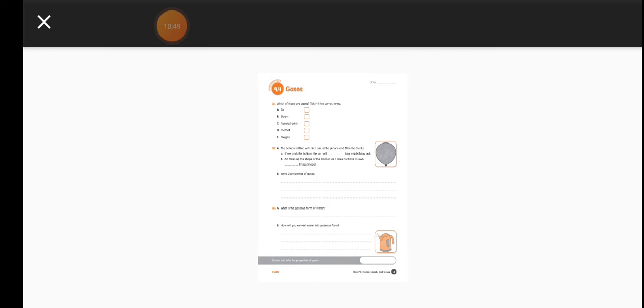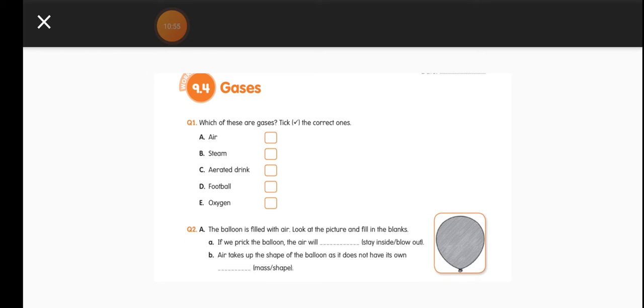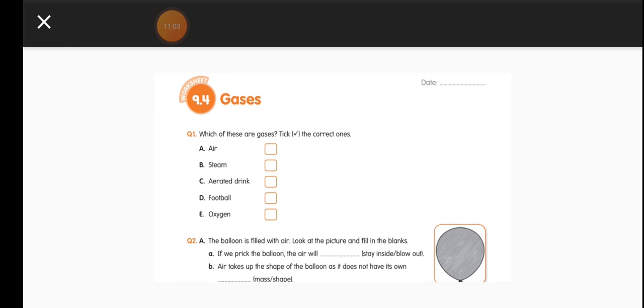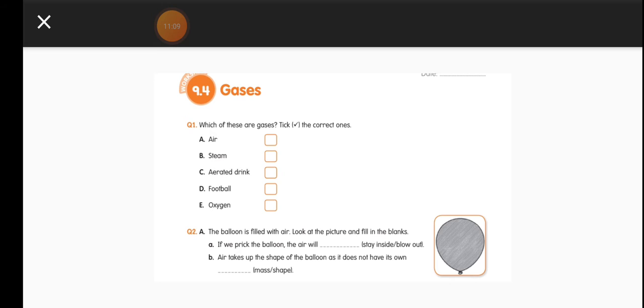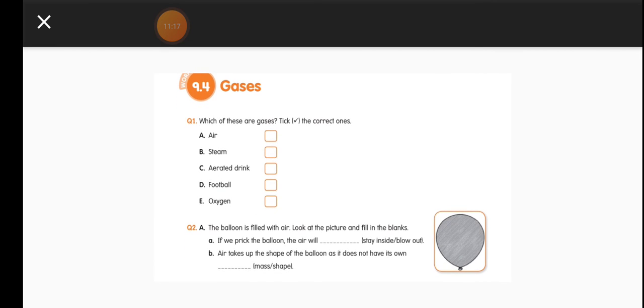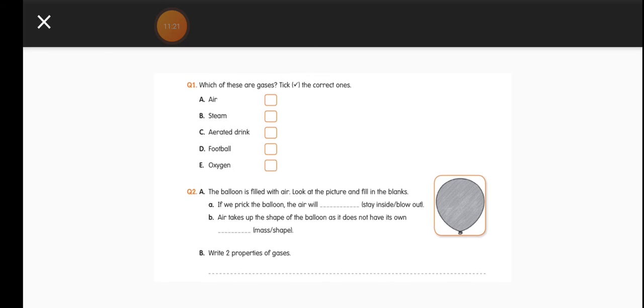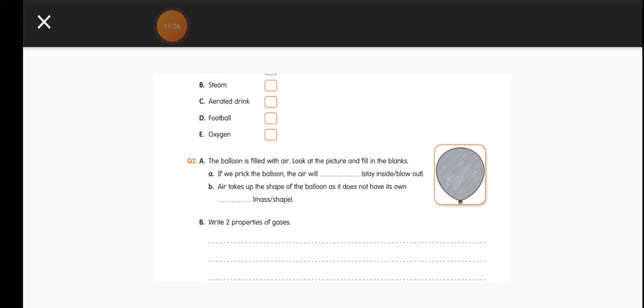Now see the worksheet. What questions are given in the 9.4 worksheet? We'll see now. Which of these are gases? Tick the correct one. Is air a gas? Yes, you can tick. Steam is a gas? Yes. Aerated drinks have gas? Aerated drink. Drink is a liquid, right? Next, football is not in gas state. Oxygen is in gas state. So whichever are gases, put a tick mark in front of them.